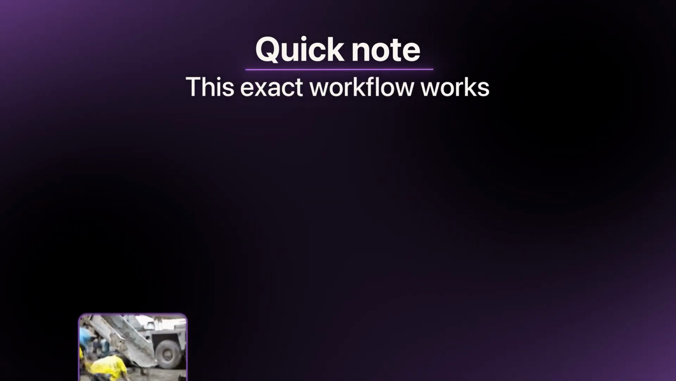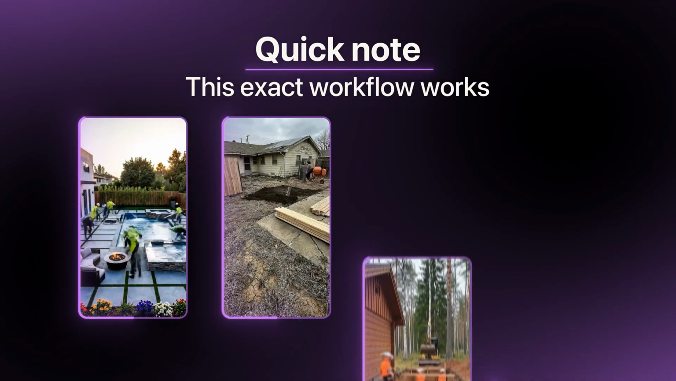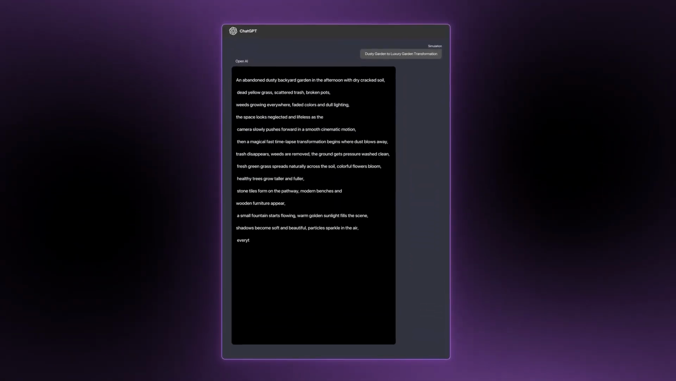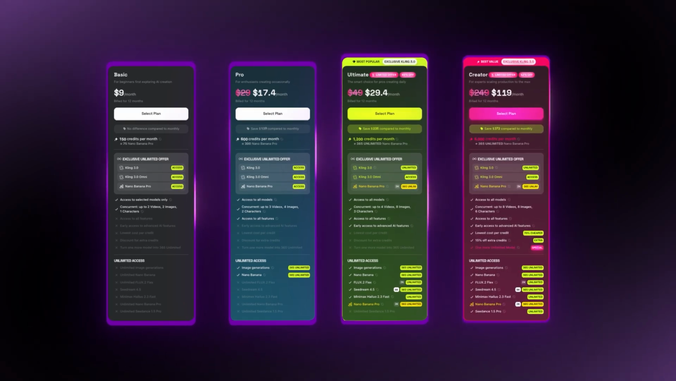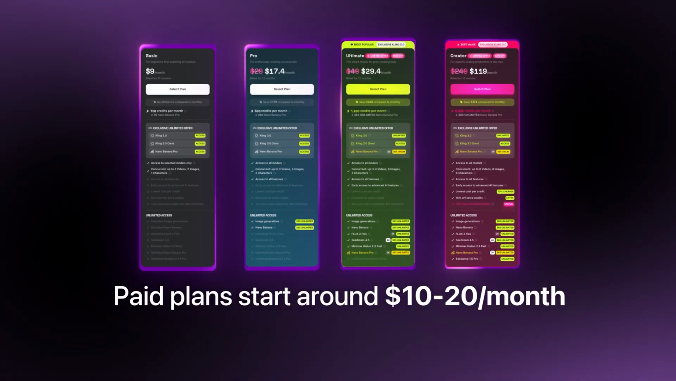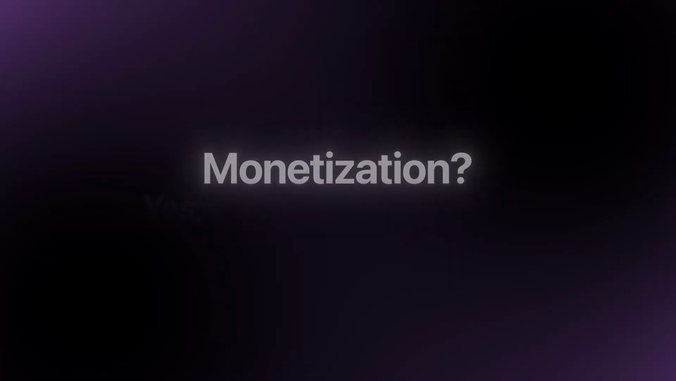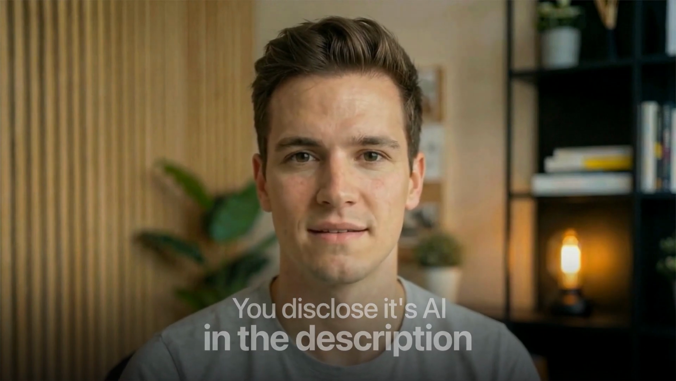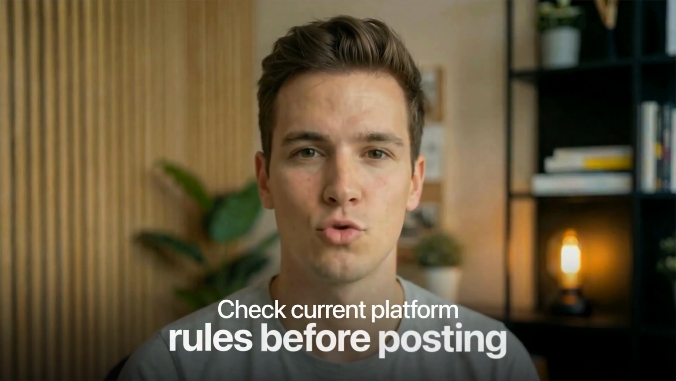Quick note, this exact workflow works for pool restorations, garden makeovers, deck builds, even interior rooms. Just adjust the master prompt to match your theme. Higgsfield has a free tier that gives you enough credits to test this. Paid plans start around $10 to $20 a month if you're posting daily. Monetization, yes, these are AI generated, but YouTube allows it as long as you disclose it's AI in the description. Check current platform rules before posting.